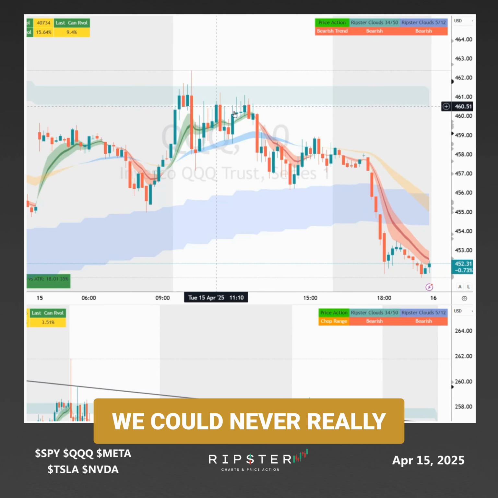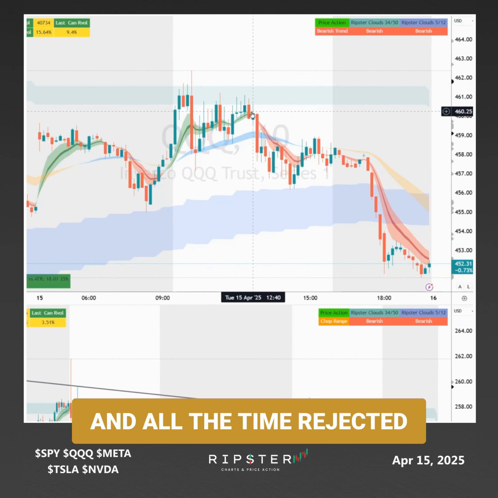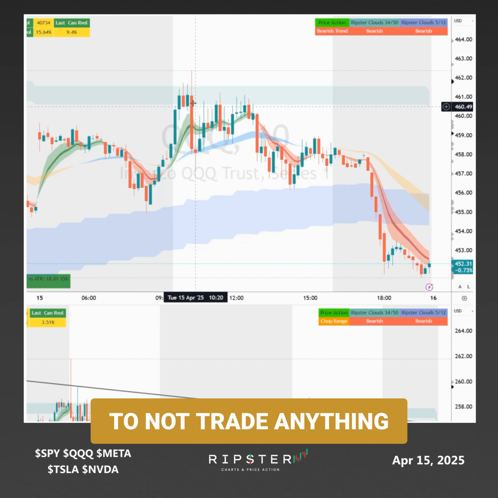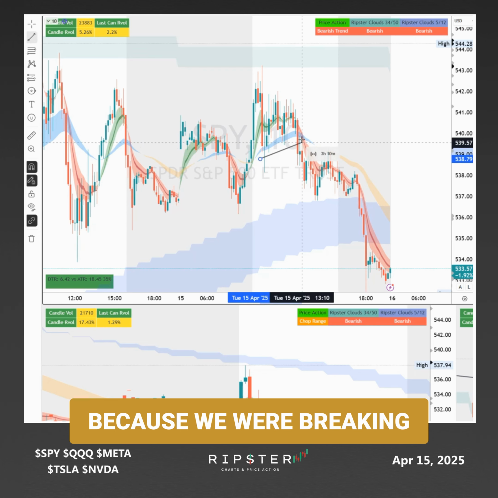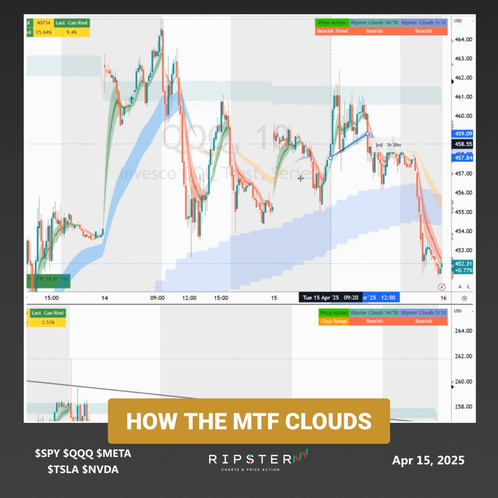Same thing for QQQ. We could never really push over the MTF clouds, and all the time rejected and pushed down. I told the traders to not trade anything as long as we're under the MTFs, because it's going to be chopped. Some traders in the community did take this short because we were breaking this tight downtrend line. But anyways, you see how the MTF clouds are helping us there.